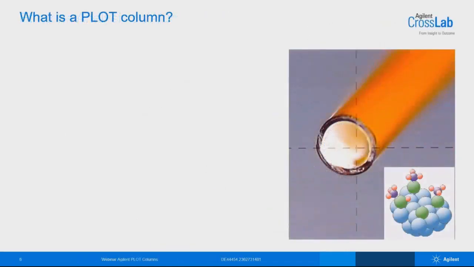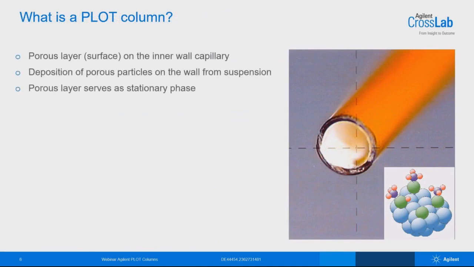So what is a PLOT column? PLOT columns have a layer of porous particles on the inside wall of the capillary. It is this layer of particles that act as the stationary phase. The manufacturing of PLOT columns is somewhat different from liquid phase columns, but you must imagine that these particles are deposited on the wall from a suspension.